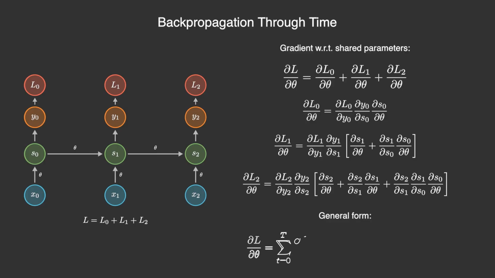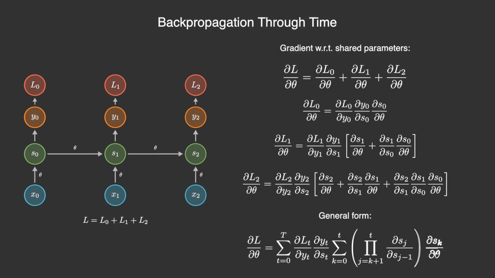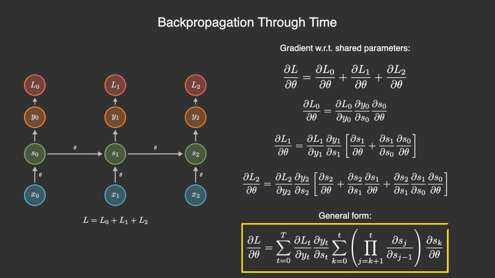So this gives us the general BPTT formula. For each time step t, we sum over all previous time steps k. The product term in the middle captures the chain of state-to-state Jacobians from step k to step t. This is the gradient flowing backward through time. Okay, so now we're done with the formulas. Hopefully this gives you a pretty good understanding of backpropagation through time.